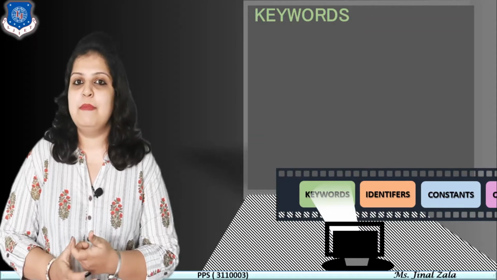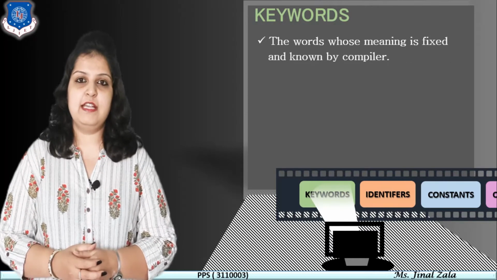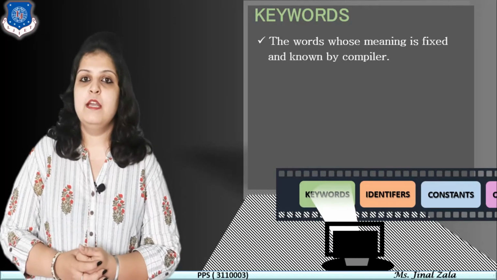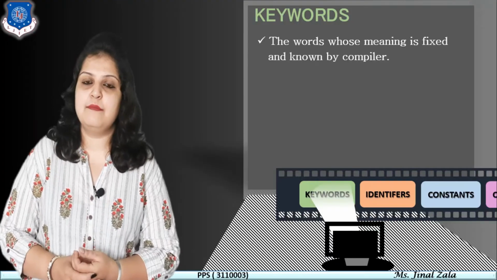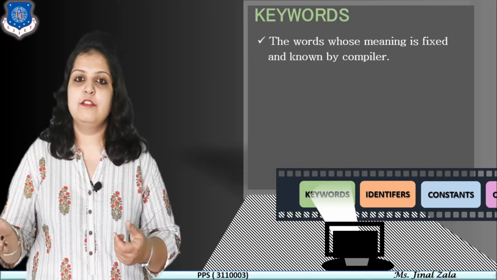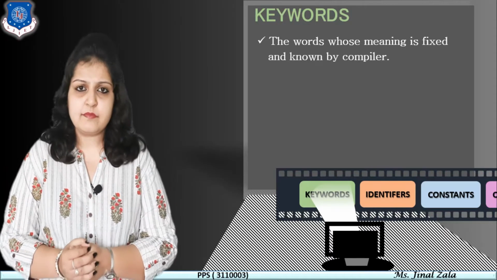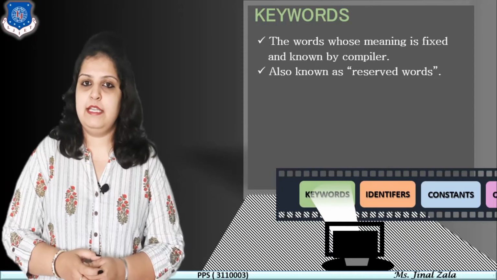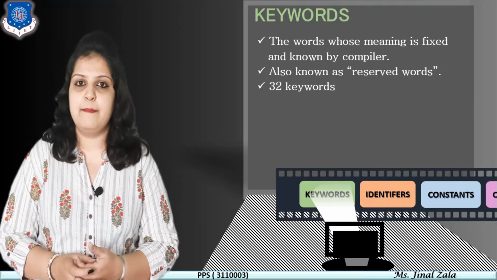Now what do you mean by keywords? Keywords means predefined words, or we can say words with a fixed meaning. When the compiler executes the program, all the keywords are already defined, so the compiler automatically understands all these words, and they are also called reserved words. In C programming there are 32 keywords we have to remember.